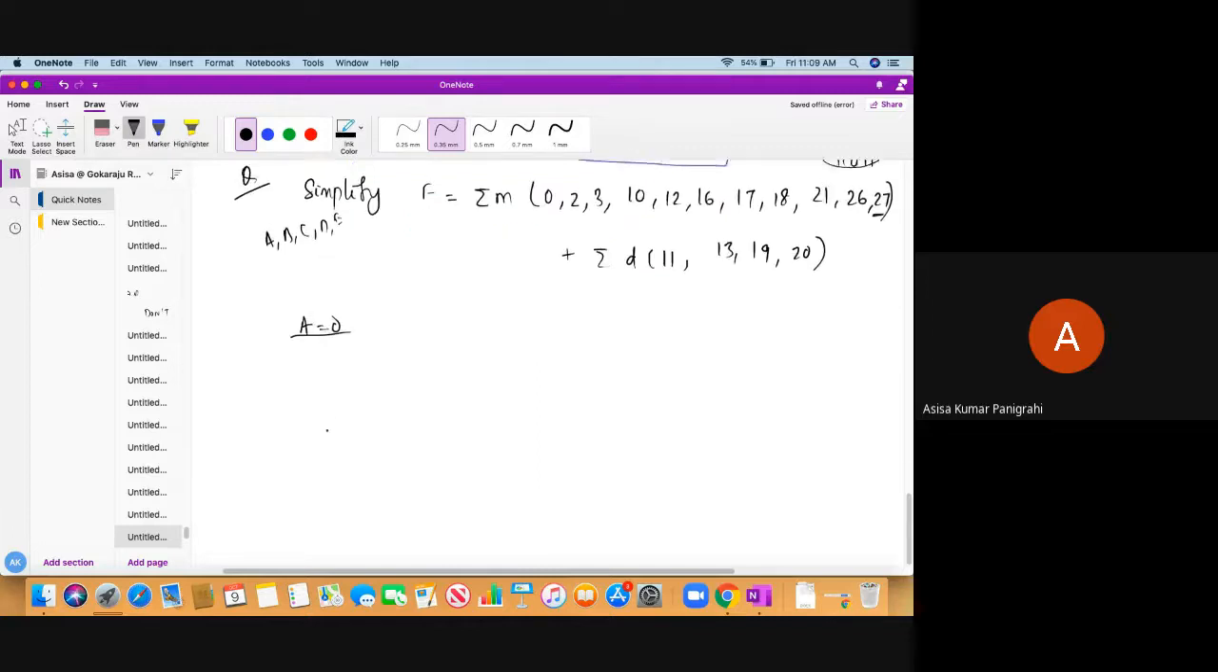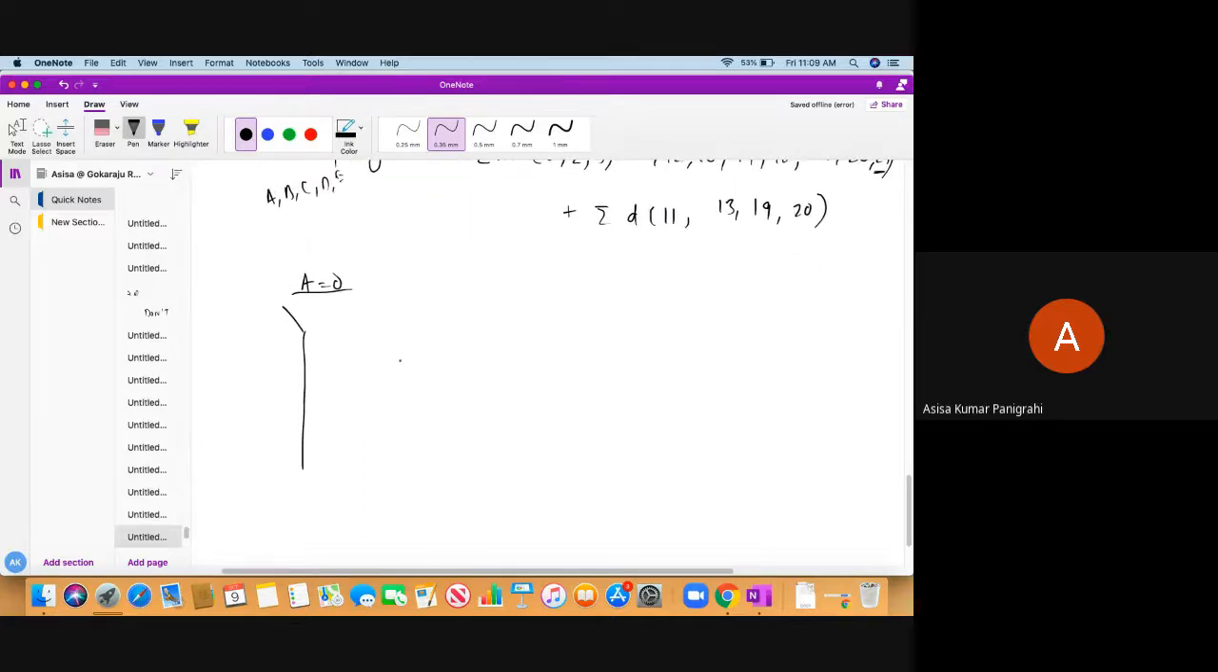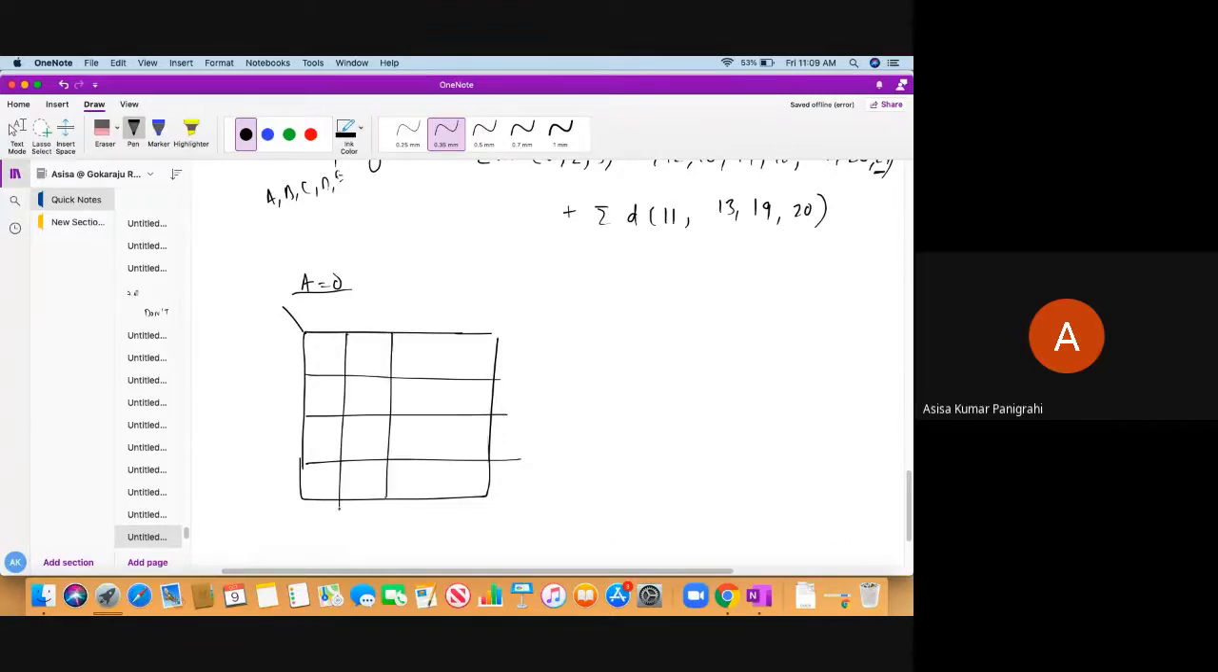For A equal to 0, we have 16 minterms. So those 16 minterms I can represent with a 4 variable KMF. Those are M0 to M15. So which has 16 cells. Okay. So this is my B, C, D, E. And this is my D bar E bar, D bar E, D E, D E bar. And this is my B bar C bar, B bar C, B C, B C bar.